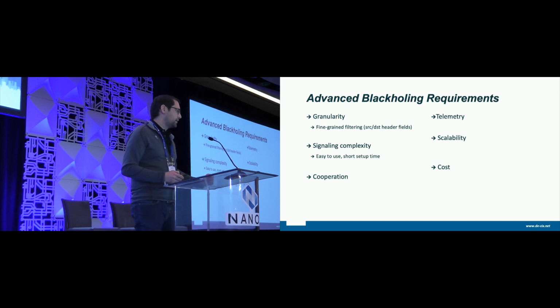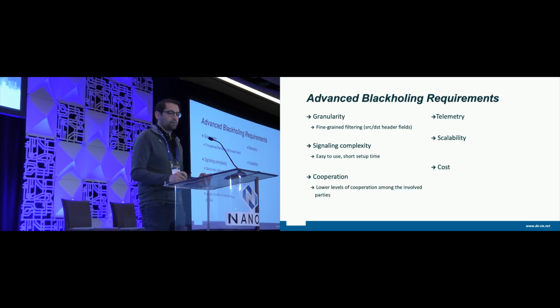So we need reduced signaling complexity. It should be easy to use, with short setup times. It should feel like the blackholing we are using today. So we don't want to change the systems or invent a very huge API or something along these lines. And the level of cooperation should be lowered.